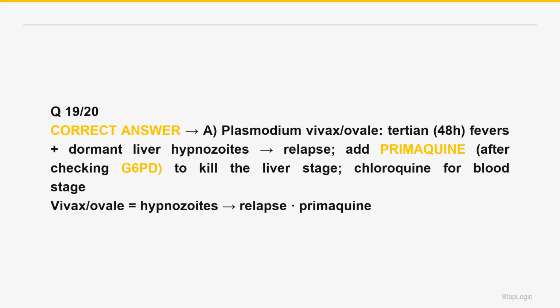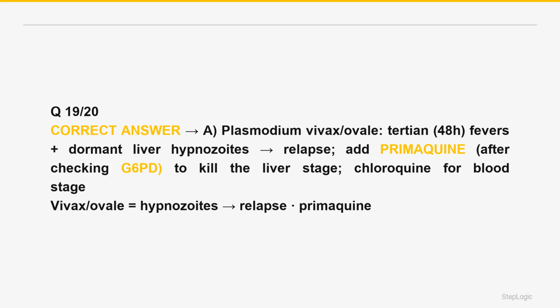The high-yield distinguishing feature is the dormant liver stage. Unlike P. falciparum, P. vivax and P. ovale form hypnozoites, dormant forms that persist in hepatocytes and can reactivate weeks to months later, causing relapse. Standard blood stage treatment, chloroquine or ACT, does not kill hypnozoites, so you must add primaquine to eradicate the liver stage and prevent relapse, but check G6PD status first, because primaquine causes hemolysis in G6PD deficiency.